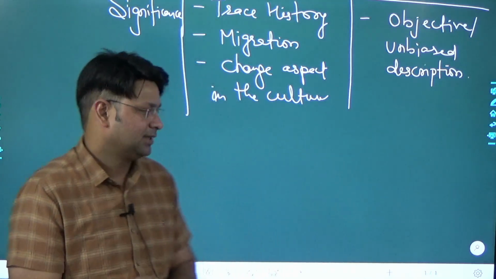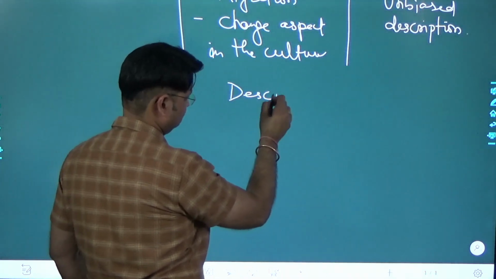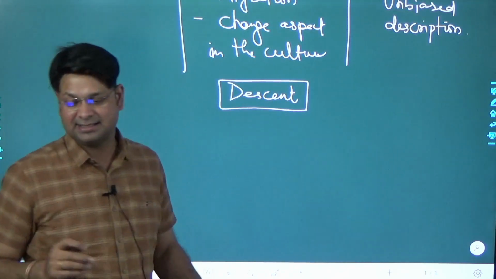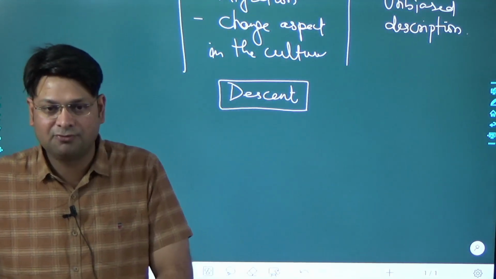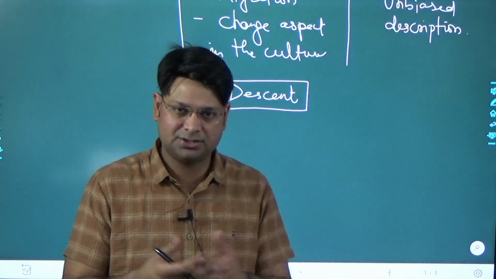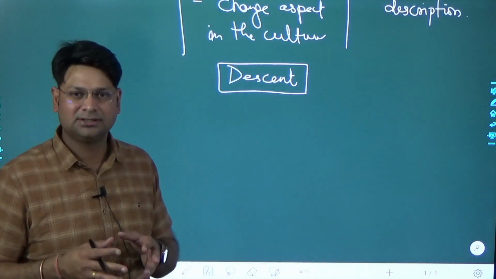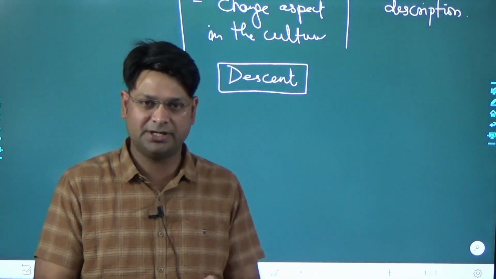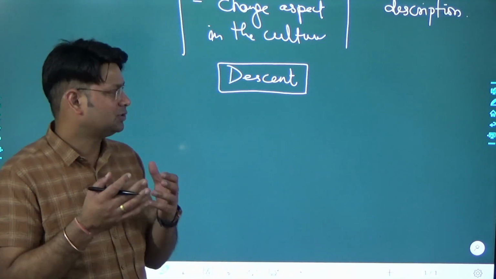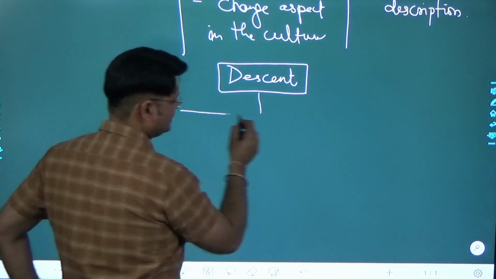Descent, right? What is descent? We can say descent is a method of classifying individuals in terms of their kinship relationships, right? And there are many terms that often confuse students of the civil services examination, and two such terms, let me tell you. One is agnates.